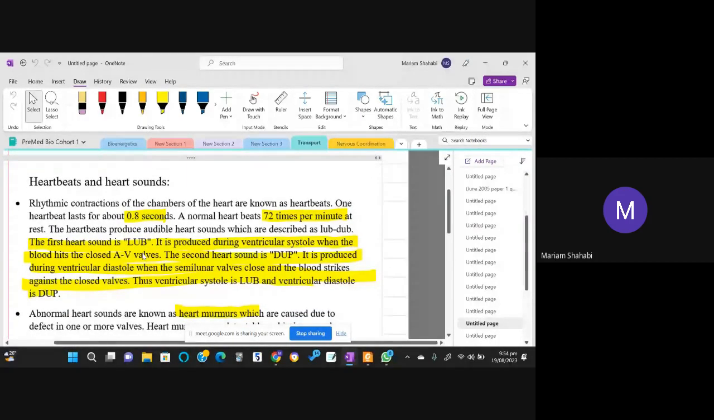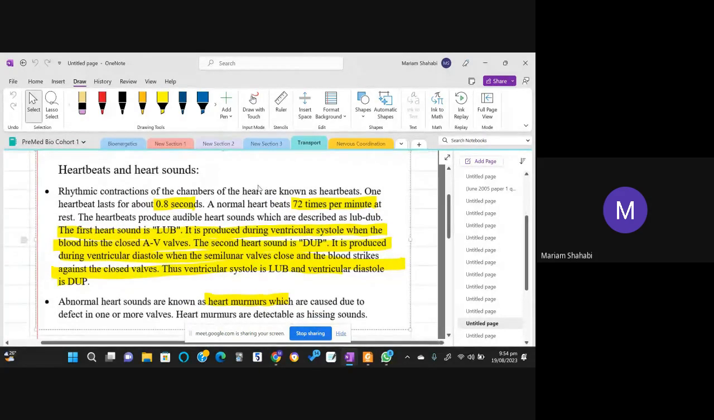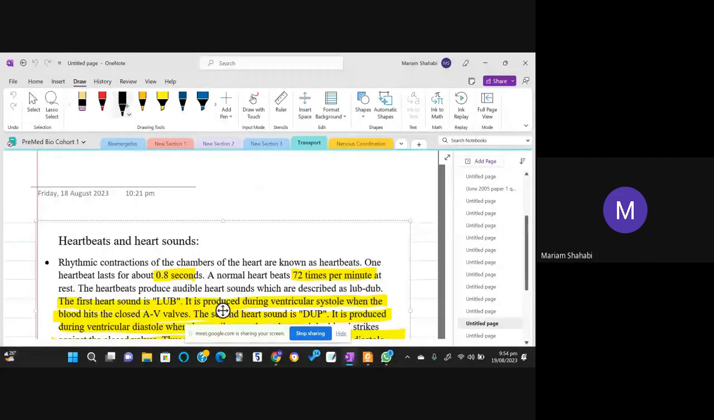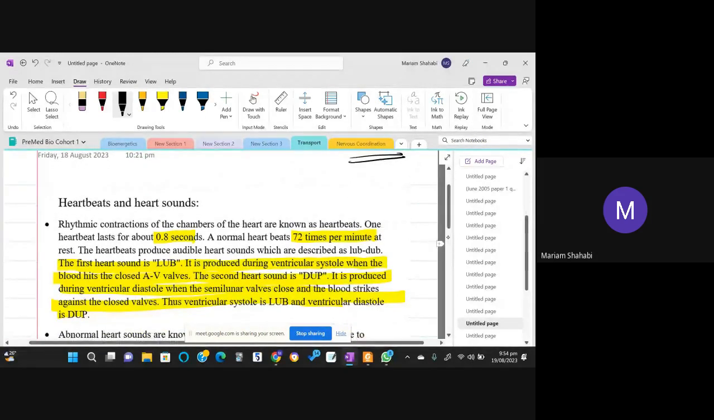अब ये कर लेते हैं, heartbeats and heart sounds. So the rhythmic contractions of the chambers of the heart are known as heartbeats. One heartbeat lasts for 0.8 seconds. Now you can add that up. Because 0.4 seconds के लिए दोनों chambers relaxed थे, 0.1 seconds के लिए only the atria were contracted, and for 0.3 seconds the ventricles were contracted. So that means कि total time हमारा 0.8 seconds का होता है for a single heartbeat.